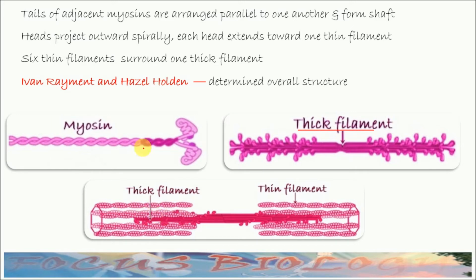Actually 6 thin filaments surround one thick filament. Here it is one thick filament, and here it is 1, 2, 3, 4, 5 and 6. So these are the 6 thin filaments that surround one thick filament, right?